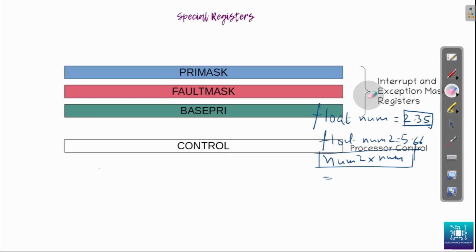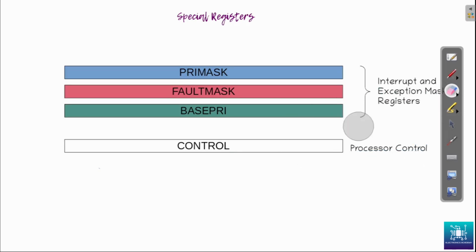Then you have special registers called PRIMASK, FAULTMASK, BASEPRI, and CONTROL registers. We'll not talk much about them here because we deal with these registers extensively later in the interrupt chapter. But these are interrupt and exception masking registers.